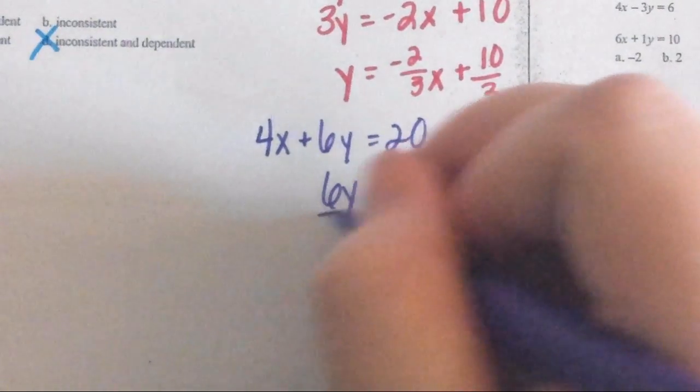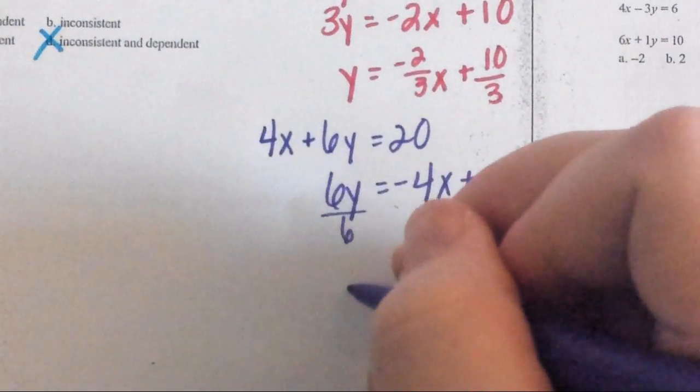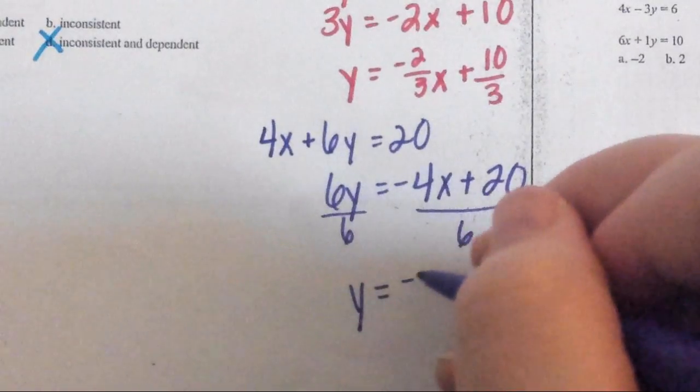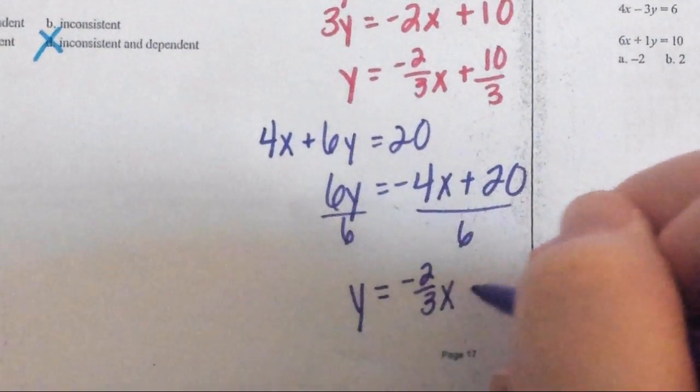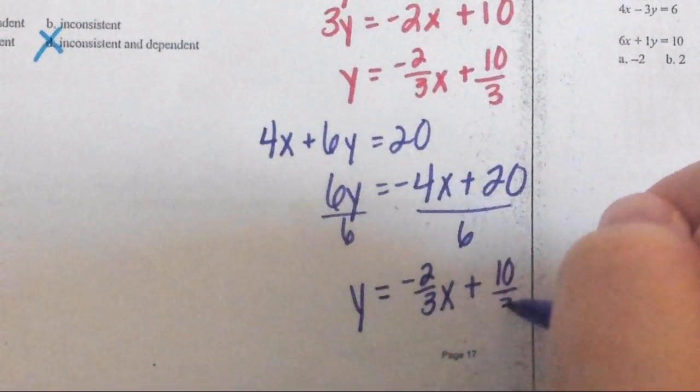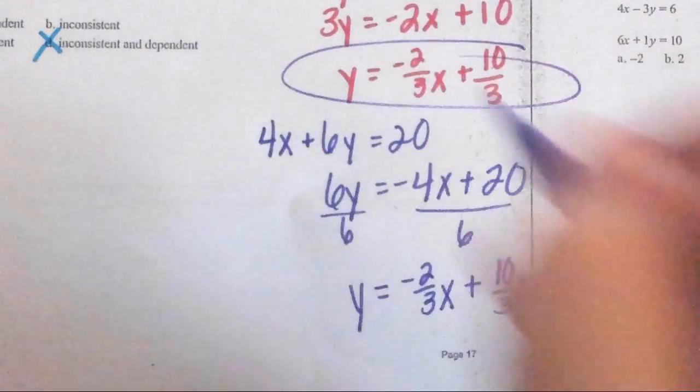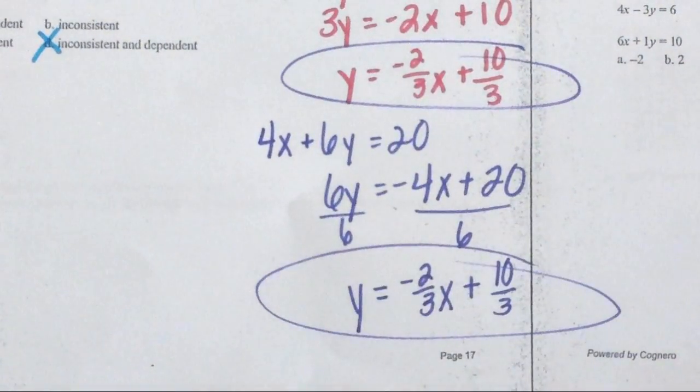This one requires me, when I divide by 6, to reduce those fractions. 4 over 6 reduces to 2 over 3. 20 over 6 reduces to 10 over 3. But lo and behold, I do have the exact same two equations. They have the same slope, the same intercept, they are the same line, hence consistent and independent.